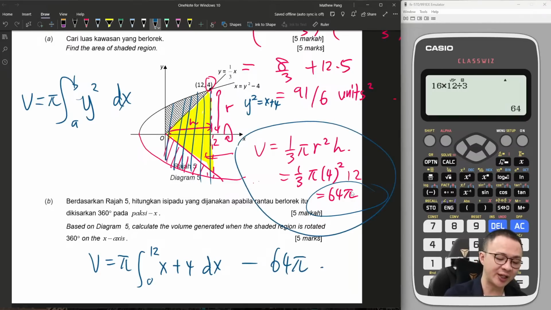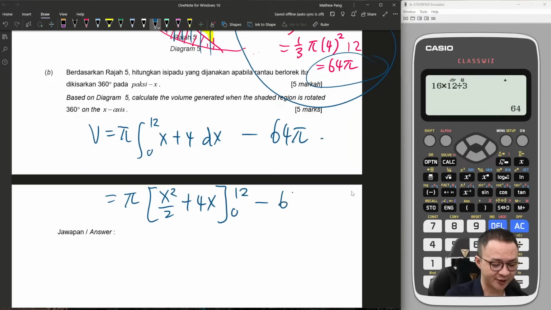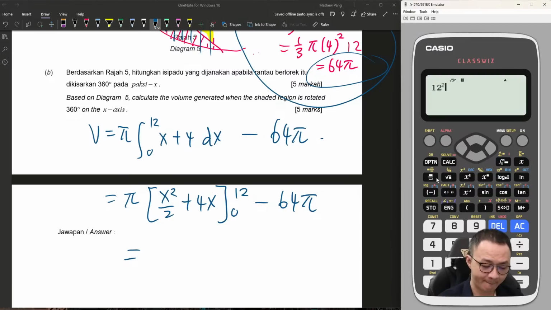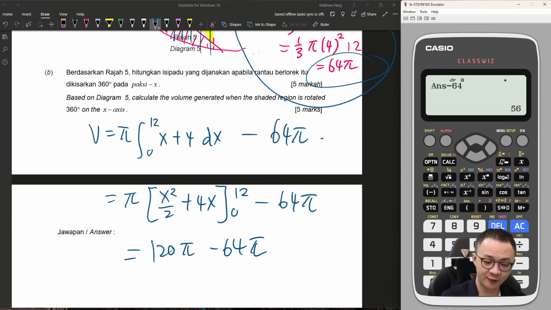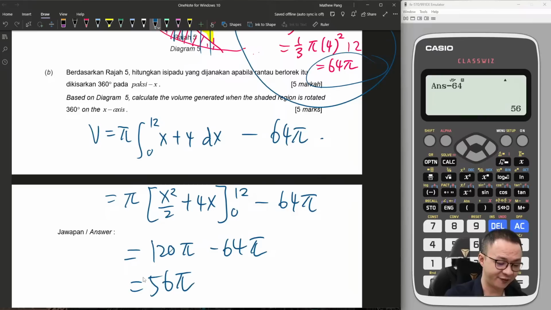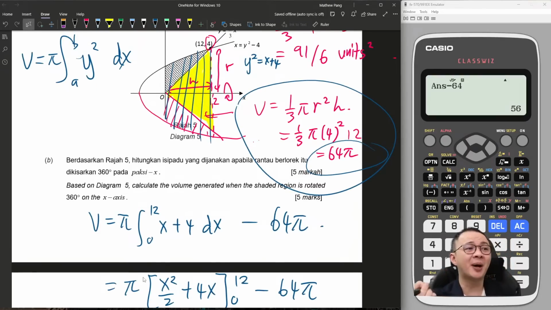Here you need to show the working of how to get 64 pi, so the examiner can give you marks. Then here is a simple integration: x squared over 2 plus 4x, from 0 to 12, minus 64 pi. Then 12 squared over 2 plus 48. This is 120 pi minus 64 pi, which is 56 pi. Done. 5 marks. This 5-mark question is not very hard, but you need to know which part you want to minus and how to remove it.